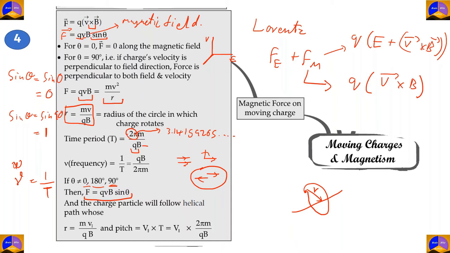And since it's not present in any of these forms, such as 0 degree, 180 degree, or 90 degree, then the charged particle, instead of following a circular path, would follow something of a circular path, but it's also displacing a certain distance, say d, then the motion is known as helical motion. And here r is equal to mv by qb. And here m stands for mass, v stands for velocity, q stands for charge, b stands for magnetic field. And the pitch of this helical motion would be equal to velocity into time period, that is velocity into 2 pi m divided by qb.